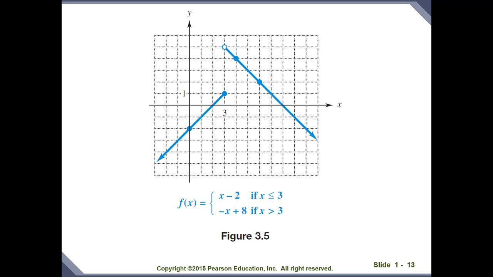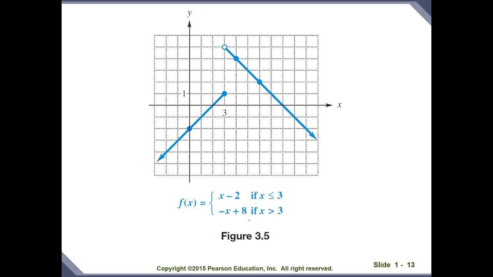We could also have linear functions that have jumps or gaps in them, like this one does. So here we again have two parts to the function. If x is less than or equal to 3, we take x and we subtract 2. That is this part. Notice it includes or equal to 3, so we have a closed circle or a filled circle here when x is 3.